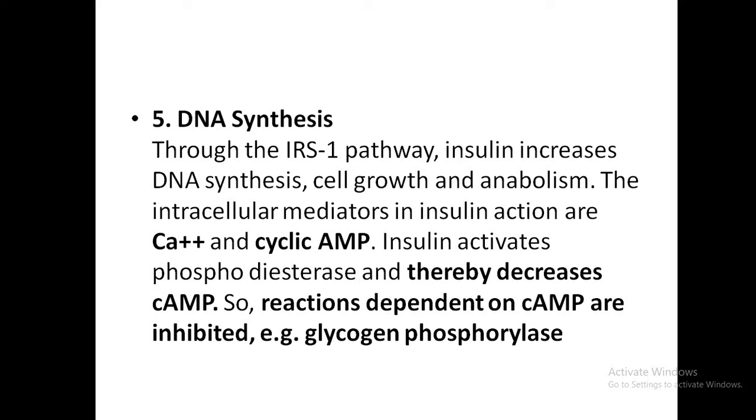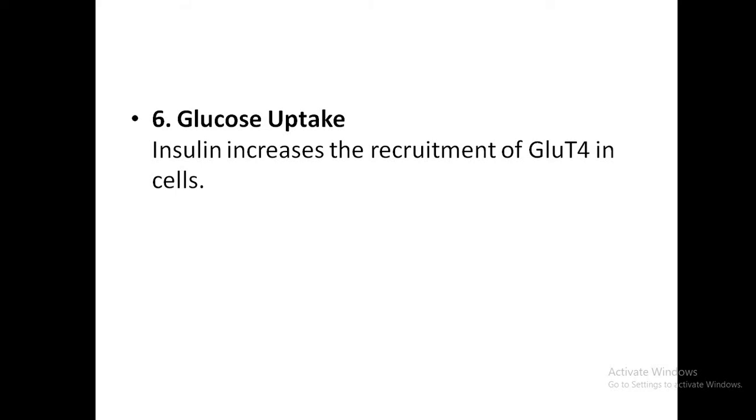DNA synthesis. Through the IRS1 pathway, it increases DNA synthesis, cell growth, and anabolism. The intracellular mediators in this role are calcium and cyclic AMP. Insulin activates phosphodiesterase and decreases cyclic AMP. So reactions dependent on the cyclic AMP are inhibited. Finally, it increases the glucose uptake by recruitment of GLUT4 in cells.